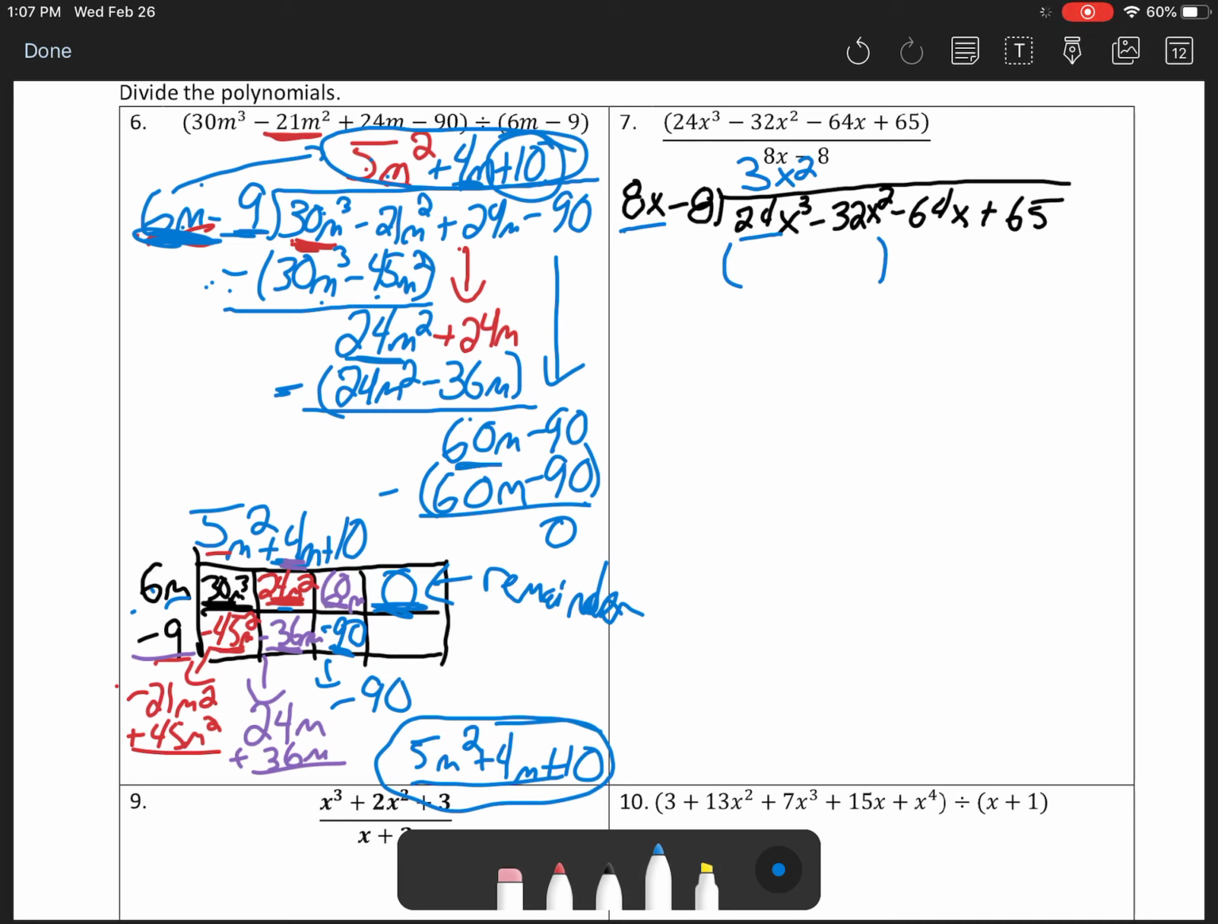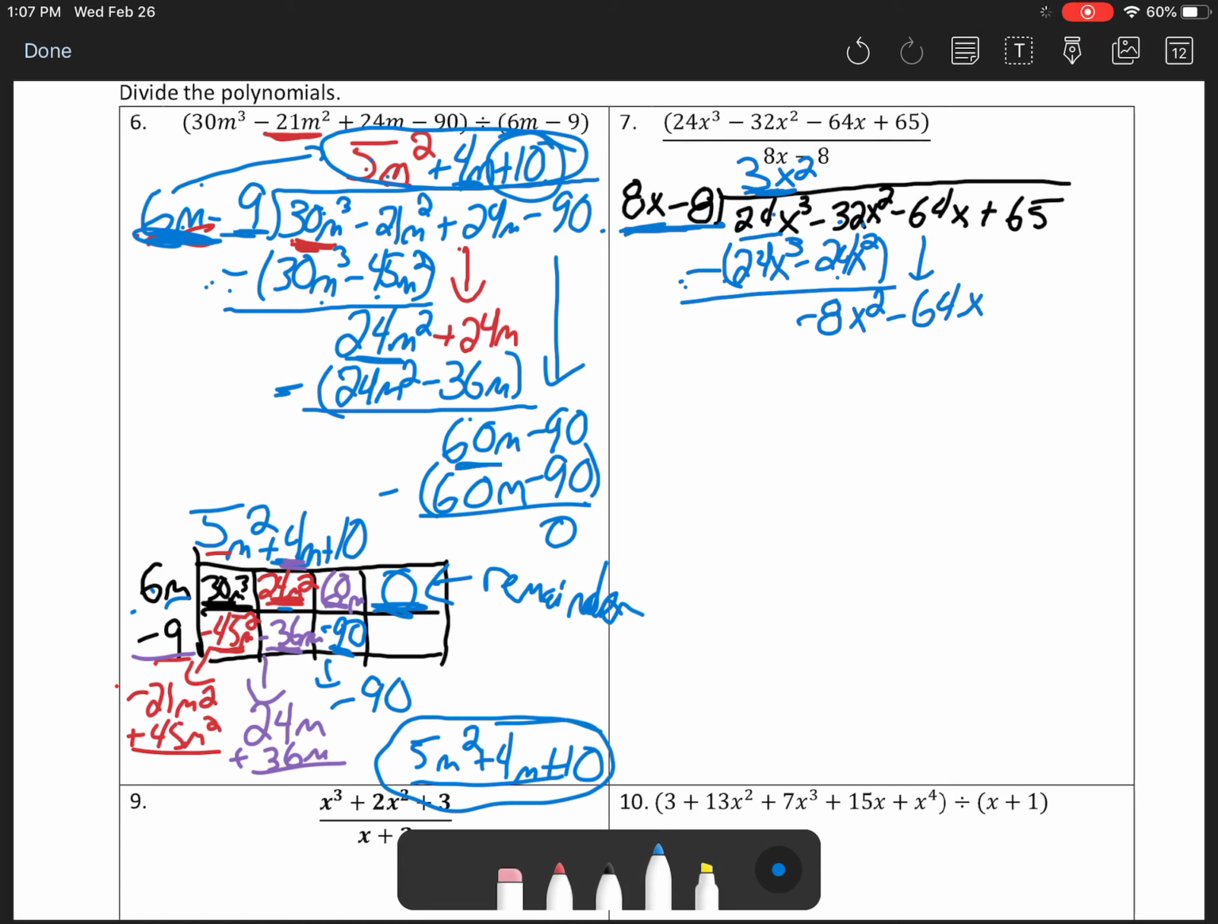Okay, what do I put here? It's going to be minus, and I take this and I multiply each of these terms by 3x squared. So this is going to be 24x cubed, so you should get the same thing, and then negative 24x squared. Okay, when I subtract those, the x cubed terms are 0. Negative 32 minus negative 24 is going to give you negative 8x squared. You bring down your negative 64x.